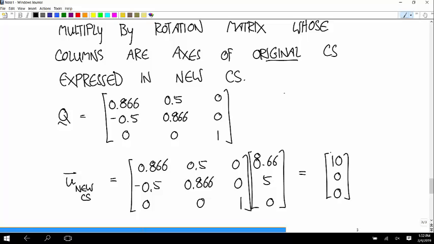Okay, so that matrix has the effect on vectors of re-expressing them in some chosen new coordinate system. And you use it for vectors like this. You also use it to do it with tensors. You just use it a little bit differently. So that's what we'll talk about next time.